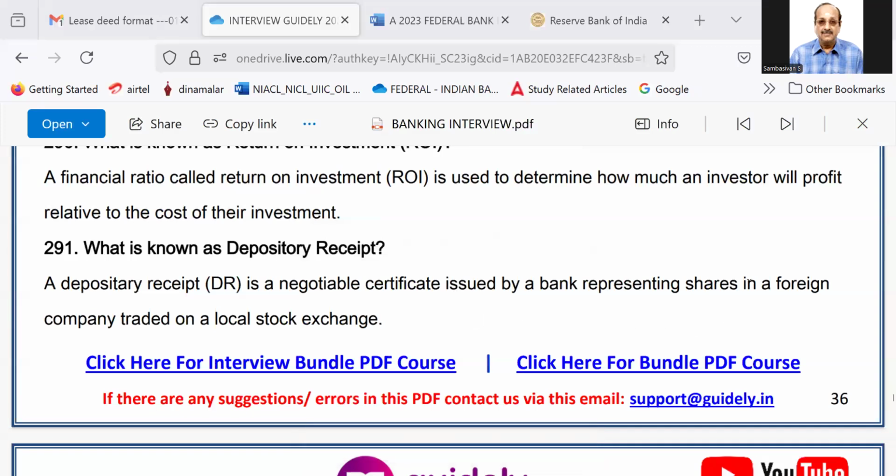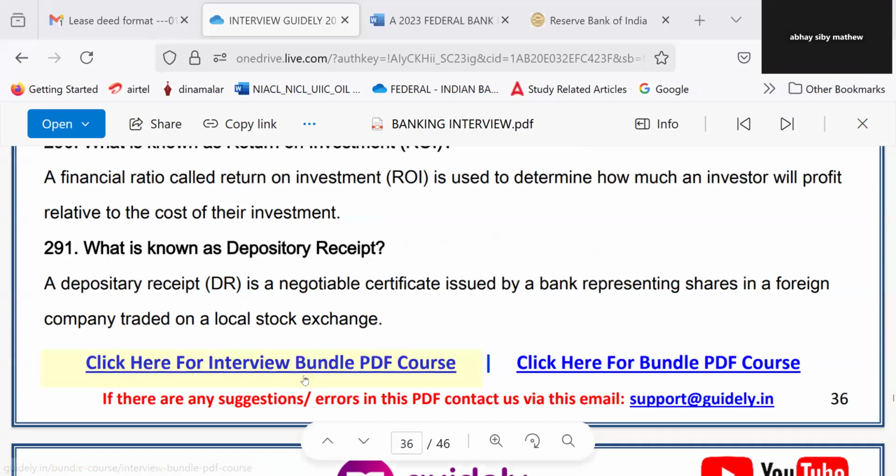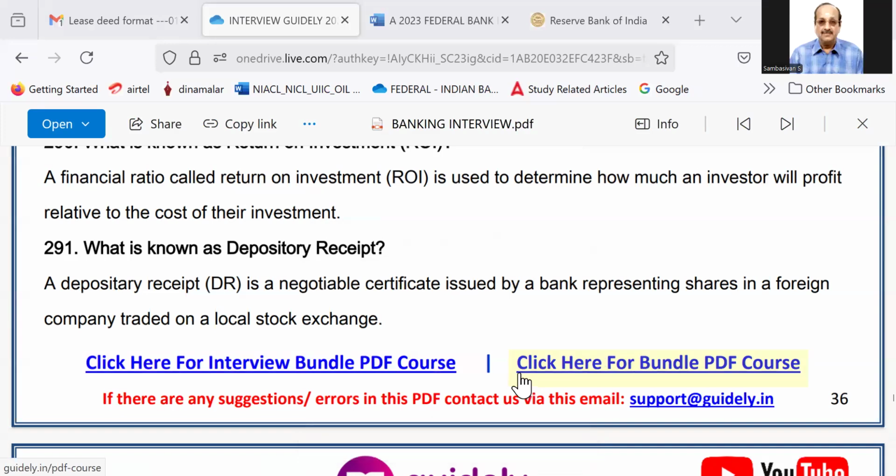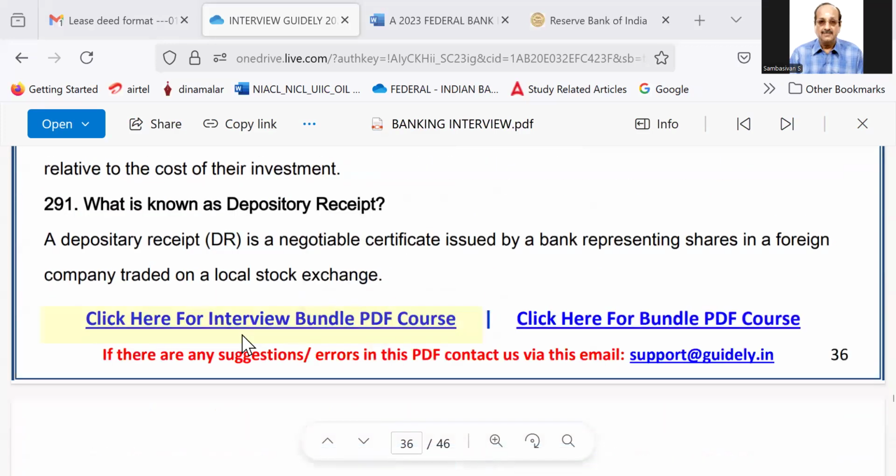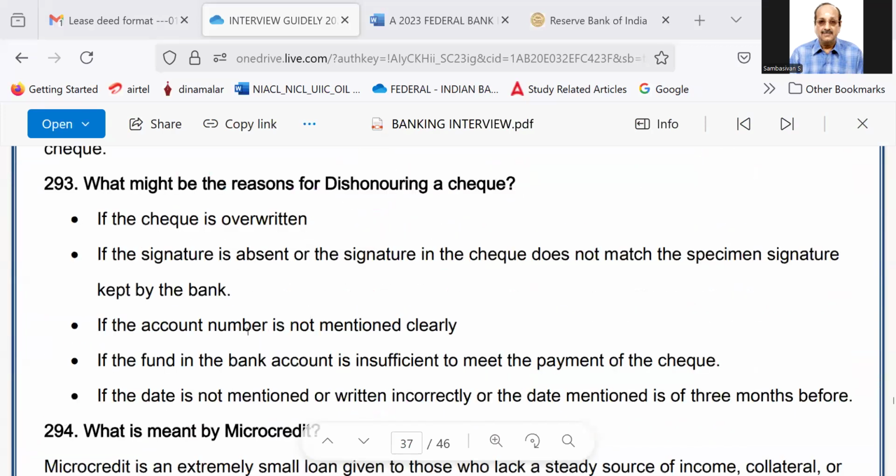What is known as depository receipt? A depository receipt (DR) is a negotiable certificate issued by a bank representing shares in a foreign company traded on a local stock exchange. Please read again. A depository receipt (DR) is a negotiable certificate issued by a bank representing shares in a foreign company traded on a local stock exchange. Okay. I don't understand. Doesn't matter. 292.